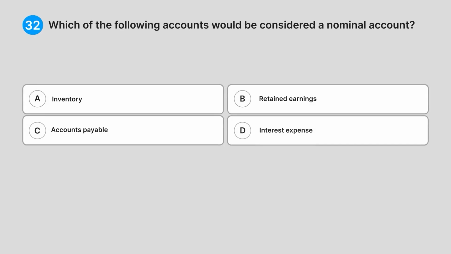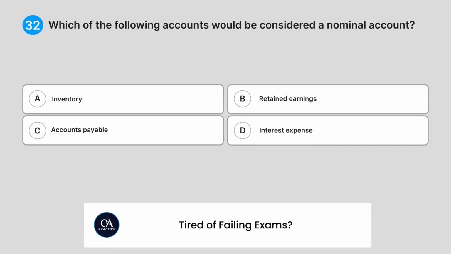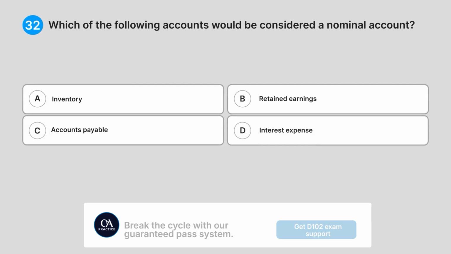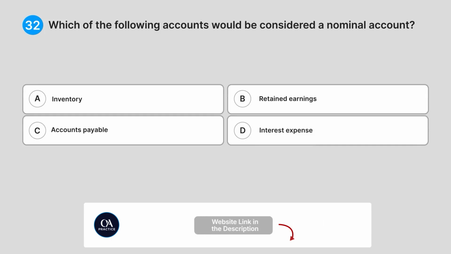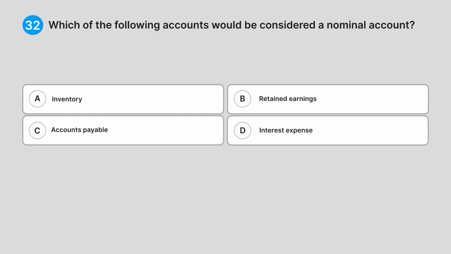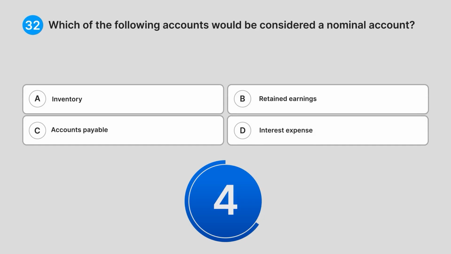32. Which of the following accounts would be considered a nominal account? A. Inventory. B. Retained earnings. C. Accounts payable. D. Interest expense. What do you think is the answer?